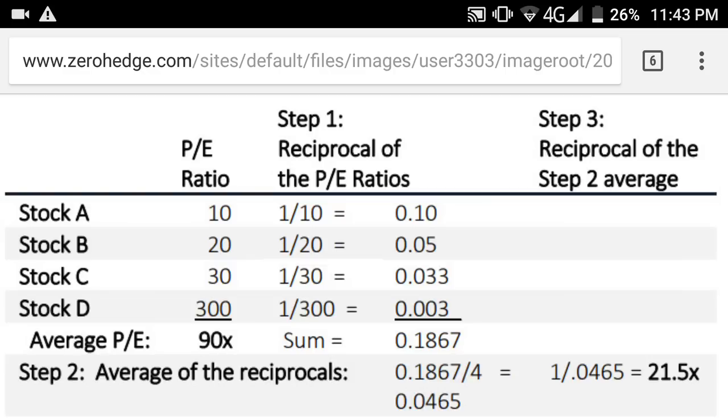They use something called the reciprocal. So in this case, the reciprocal of the PE ratios. And they are able to get this to look like it is 21.5. Now, if you take stocks that are there, even the average at a 90, and are able to turn that into a 21.5, you have what I would call a fraudulent figure. There's no other way to put that. So this is just one thing that I wanted to show you.